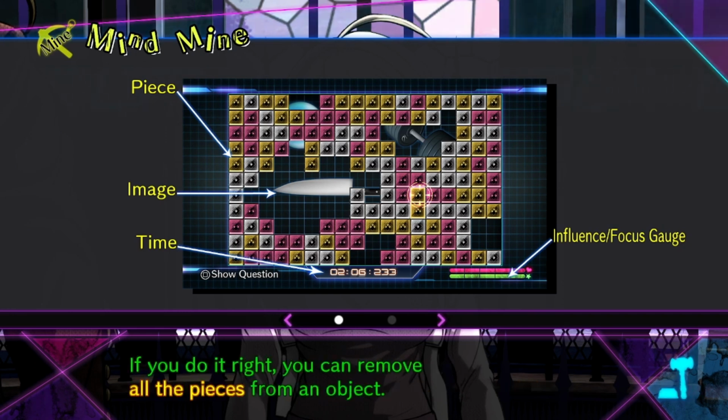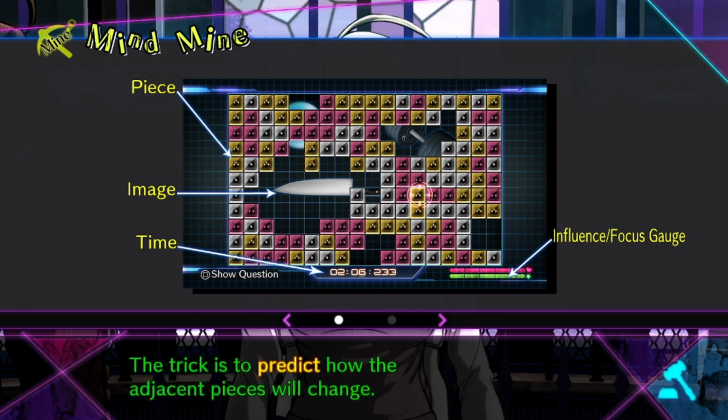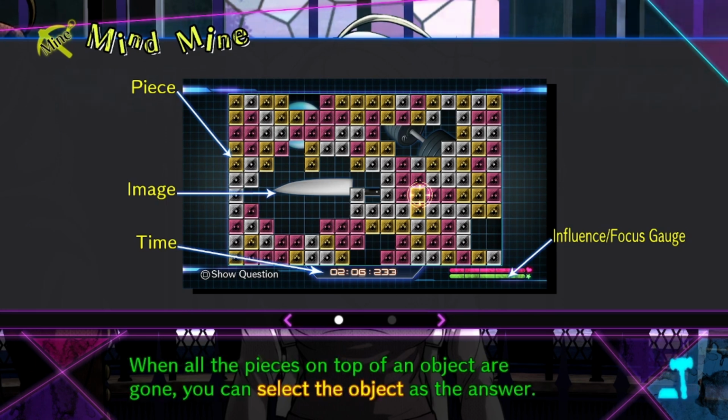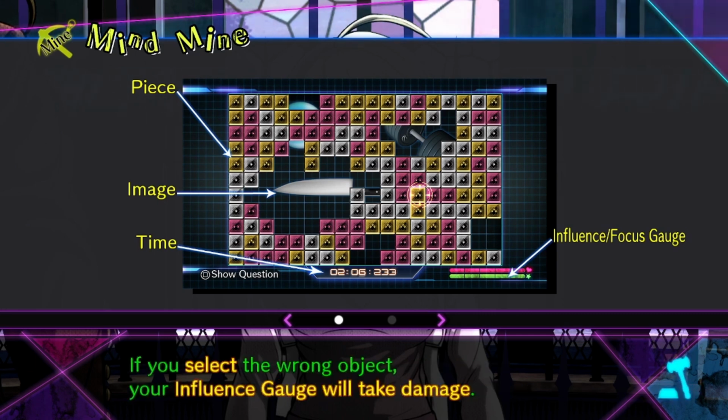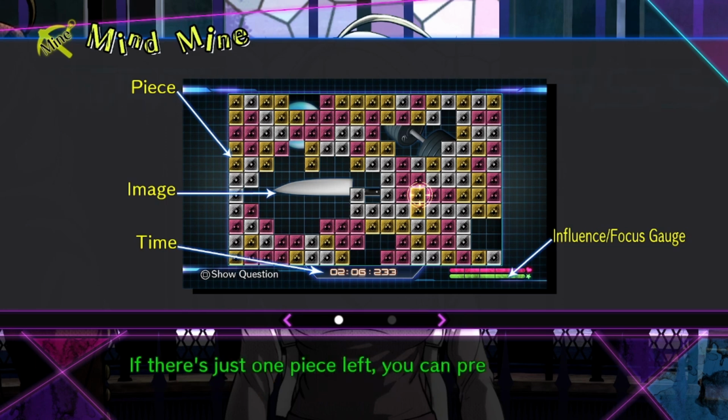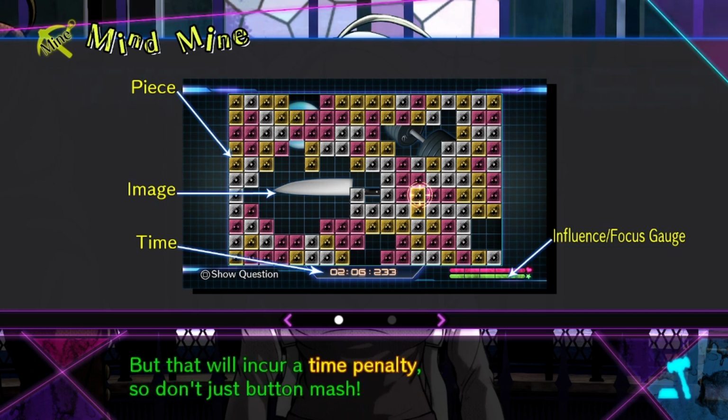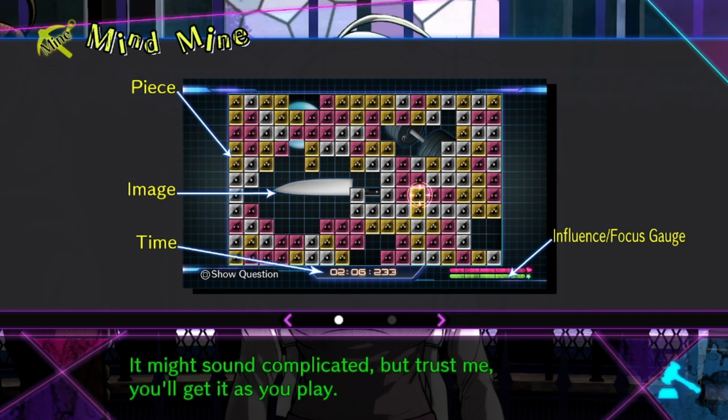If you do it right, then you can remove all the pieces from an object. The trick is to predict how the adjacent pieces will change. When all the pieces on top of an object are gone, you can select the object as the answer. Okay. If you select the wrong object, your influence gauge will take damage. Got it. If there's just one piece left, you can press the A button to repeatedly break it. Okay. But that will incur a time penalty, so don't just button mash. It might sound complicated, but trust me, you'll get it as soon as you play.